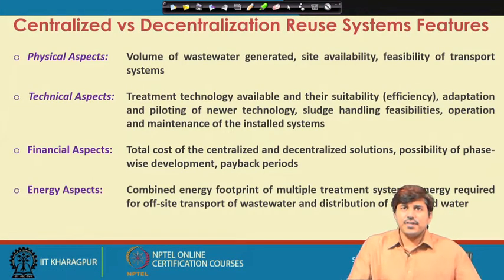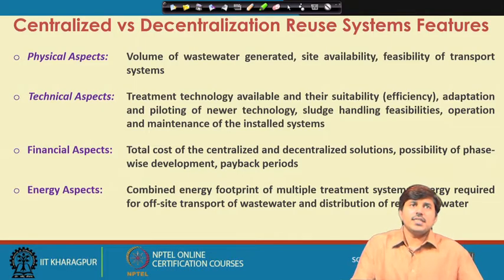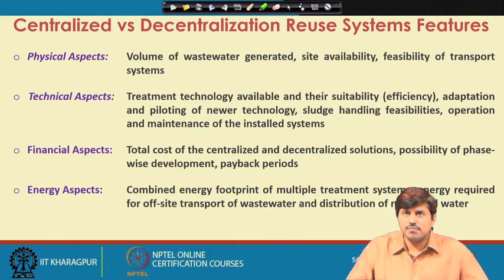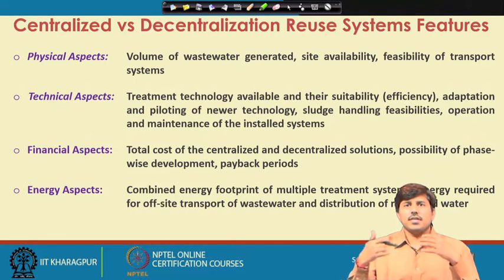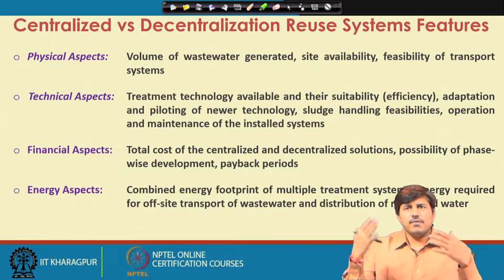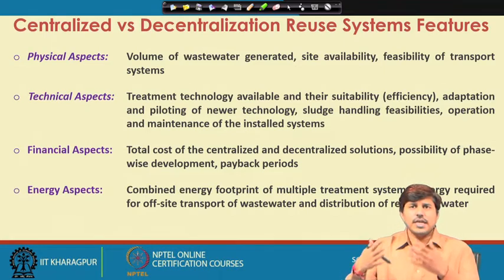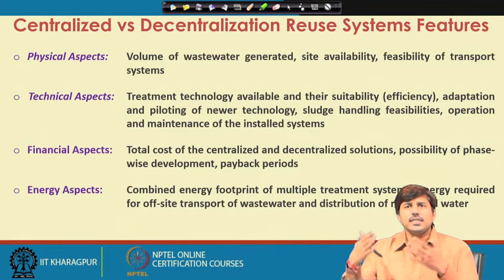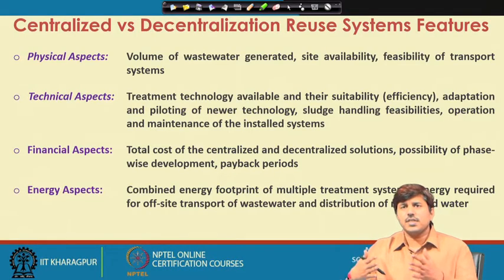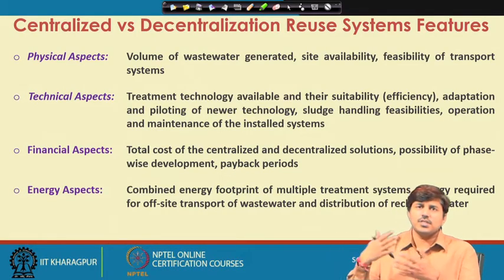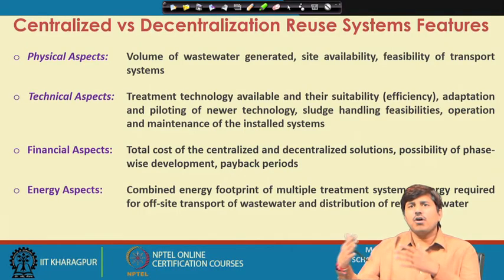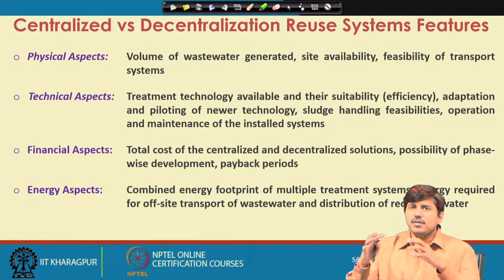So, if we see the different features of centralized versus decentralized systems from a reuse perspective, there are several aspects we will have to check, evaluate and analyze in the proposed systems, whether centralized or decentralized, to see which one is beneficial in what terms. So, for the physical aspect, we will see the volume of wastewater generated. How much volume of wastewater is being generated from a city?